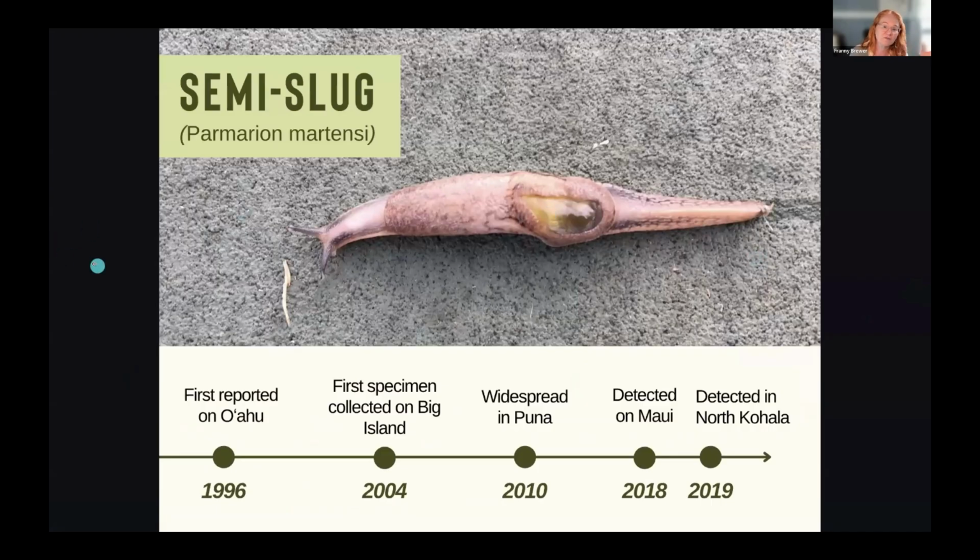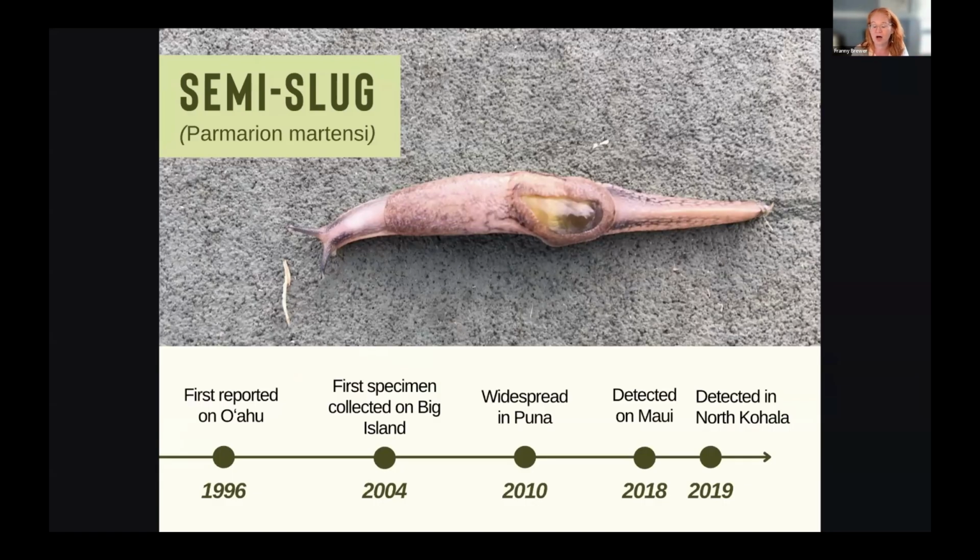What we think, from looking at this through an invasive species lens, is that if you've had this parasite around since the 1950s, but you don't see it spreading a lot, and then all of a sudden you see this massive spread in a 10-year period, something has changed in the environment. And what we think changed in the environment in that time period was the introduction of this invasive slug, the semi-slug, Parmarion martensi, right?